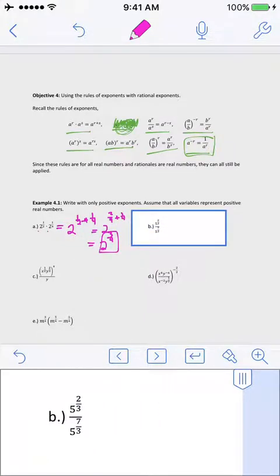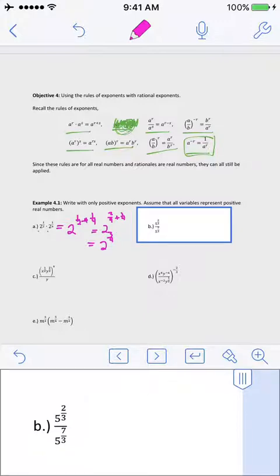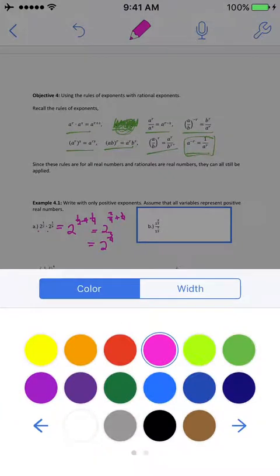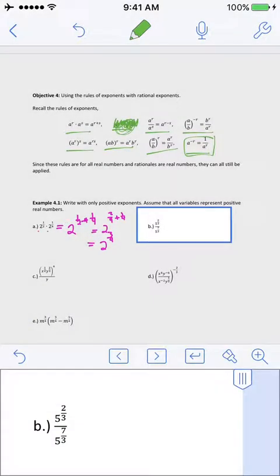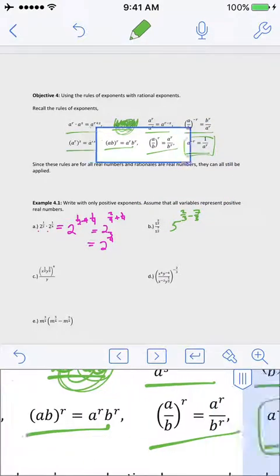Alright, looks like we got some quotient rule here. We got a lot of things going on here. Okay, let's try this one. Now I know this one looks a little complicated. It's a complex fraction, but actually it's not even a complex fraction. We don't have fractions within fractions. We just have two of the same base being divided. So this is literally just straight up quotient rule. So I've got 5 to the 2/3 divided by 5 to the 7/3. In other words, that's 5 to the 2/3 minus 7/3, right? By quotient rule.